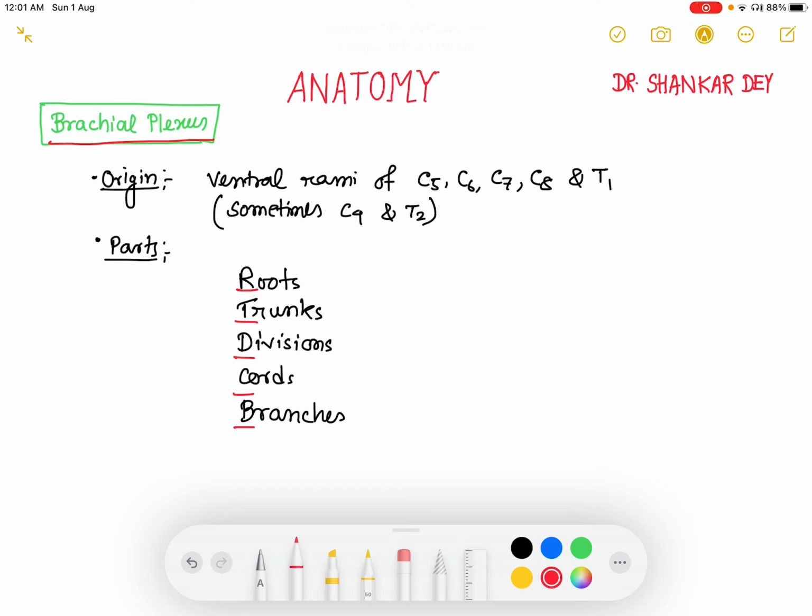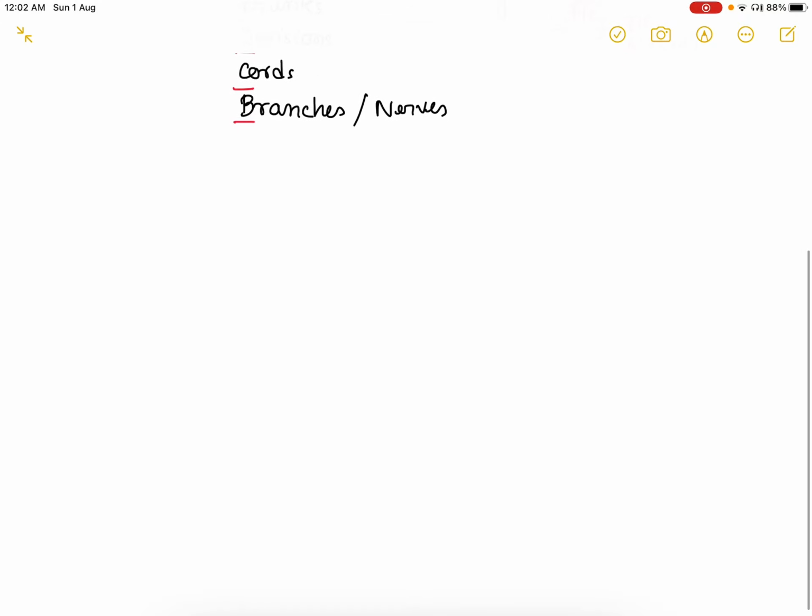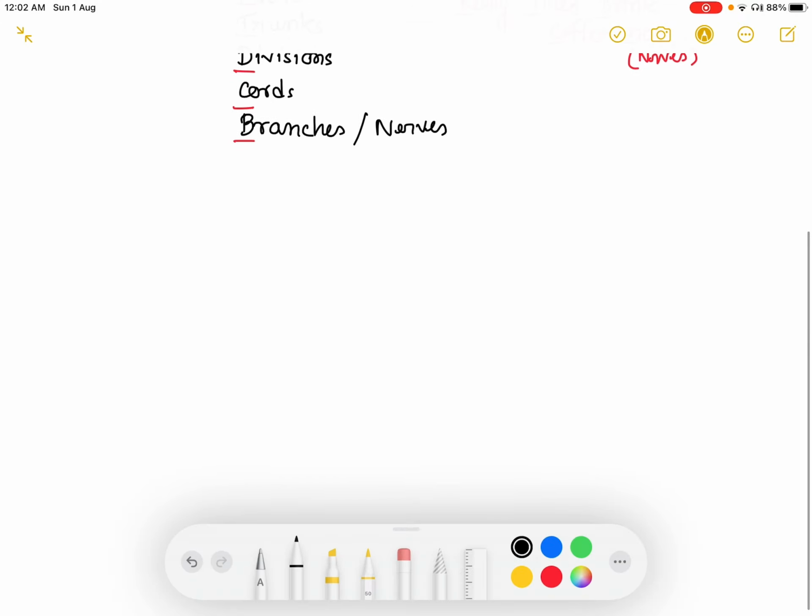You can easily learn these parts by the mnemonic: Really Tired, Drink Coffee Now. So see, root, trunks, division, cords, now means nerves or branches. So these are the parts of brachial plexus. Now I will draw a simplified diagram of brachial plexus.